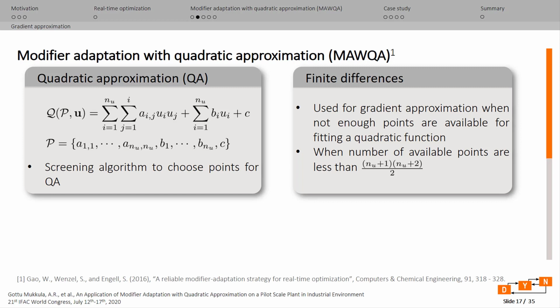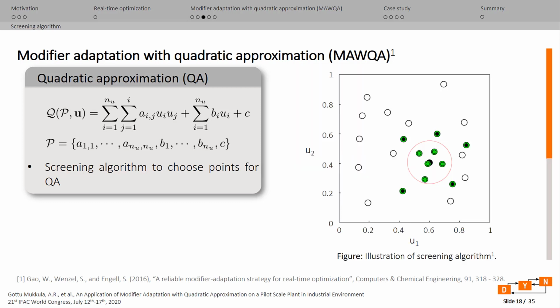The number of parameters in a quadratic function can be computed using this empirical equation, where nu is the number of manipulated variables. If there are more data points, screening algorithms can be used to choose points that are to be used for quadratic approximation. In general, the screening algorithm chooses anchor points represented by these points such that they are distributed around the point at which the gradient has to be approximated.